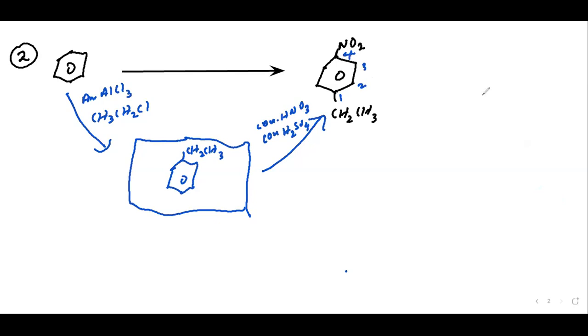Do you want me to explain the numbering again? First attached group is number 1. So if you take this CH3, then you get what? 1, 2, 3, 4. Then this is the para position. Then the next group goes to the para position. It's called para, number 4.